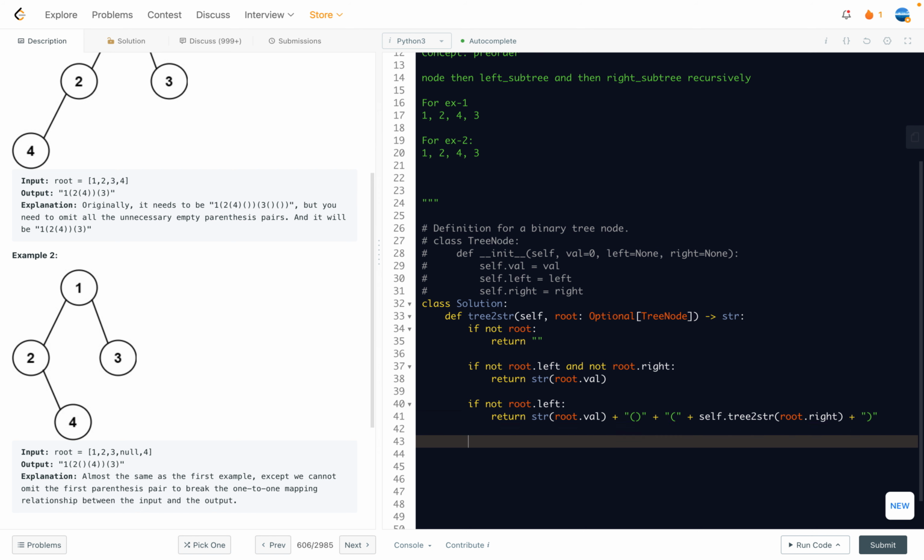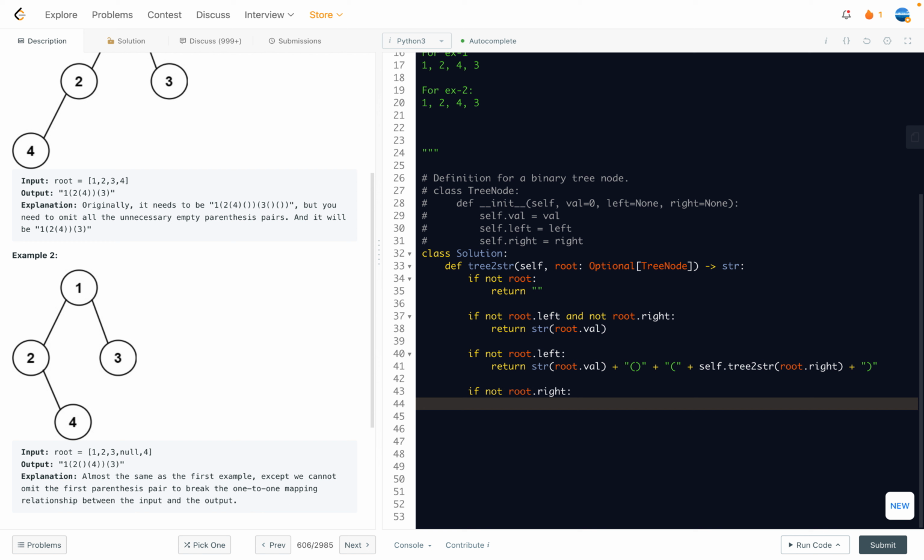So this is one case. And then the other case, if not root right. In this case, we return the same thing here. Then we do the representation for the left subtree. So here I'm going to copy this part and change the attribute to be the left attribute. But we don't need further empty parentheses because as long as it's next to the representation for the root, it's going to be the left subtree. So this is the case.